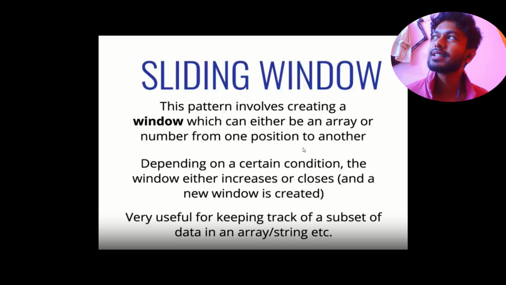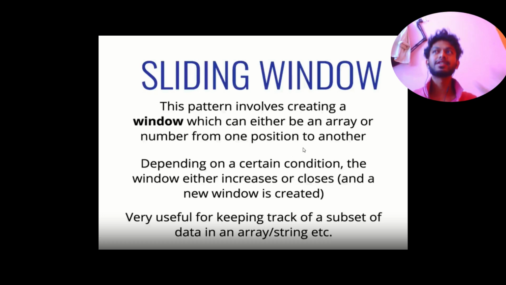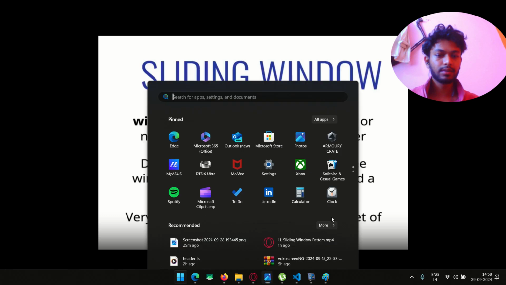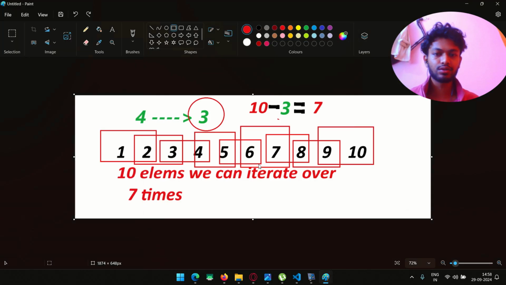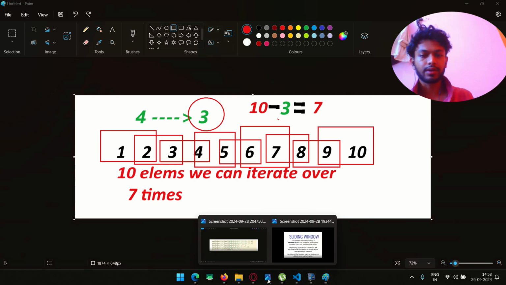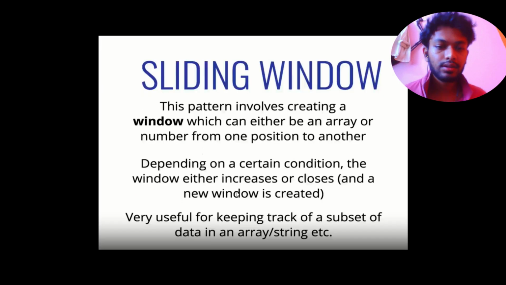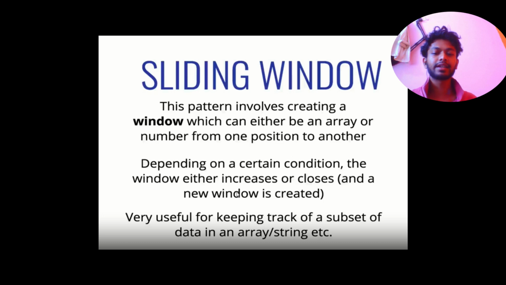I like to think it's just a window only, which is basically replacing the elements every time it is moving forward. These are like windows only, right? It's moving forward, just changing the inside elements. Very useful for keeping track of subsets of data in an array or a string.